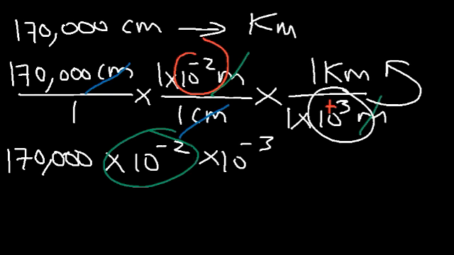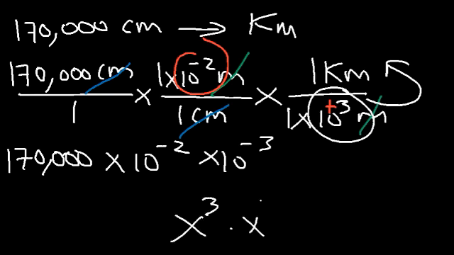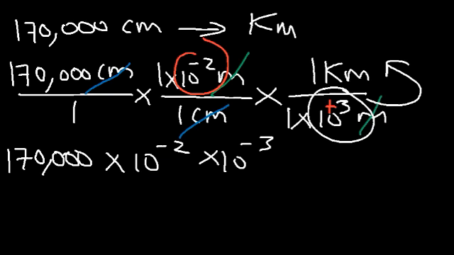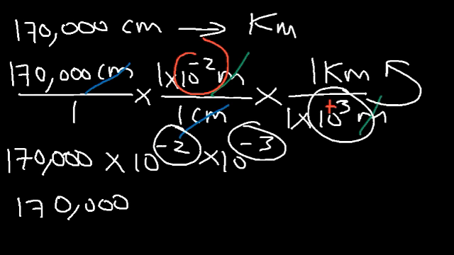What is 10 to the negative 2 times 10 to the negative 3? Now, what is x cubed times x to the fourth? Whenever you multiply common bases, you are allowed to add the exponents. So 3 plus 4 is 7. This is x to the 7. So therefore, 10 to the negative 2 times 10 to the negative 3 is 10 to the negative 5, because negative 2 plus negative 3 is negative 5.